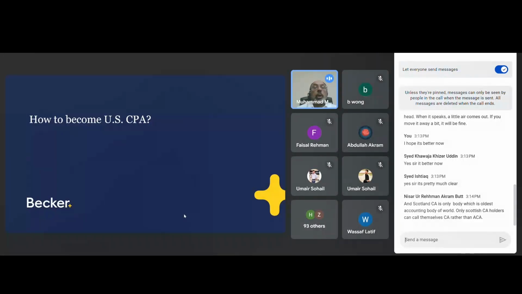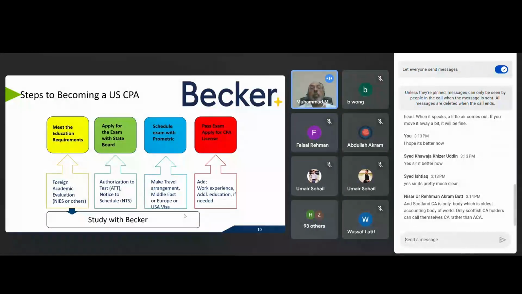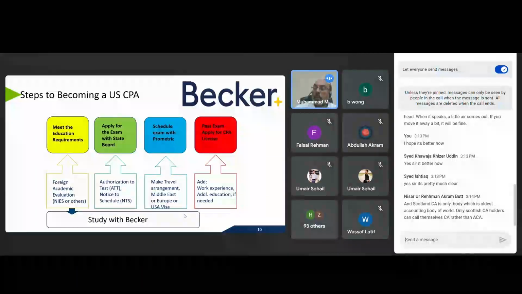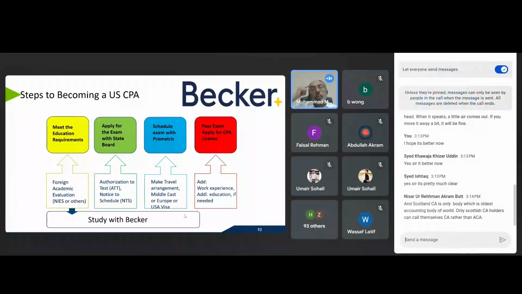Now, the question is how to become a US CPA. There are 4 steps actually. Basically, on my next slide, I'll talk about 5 steps. There are also 5 steps. The last one at the end is to study with the education partner. In our case, we say Becker. So there are 5 steps.